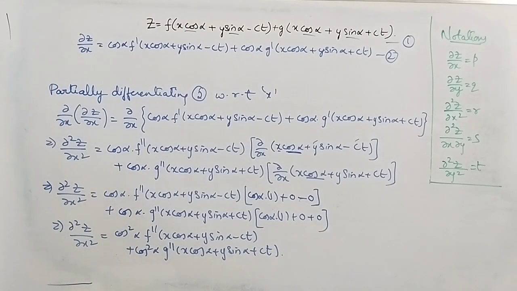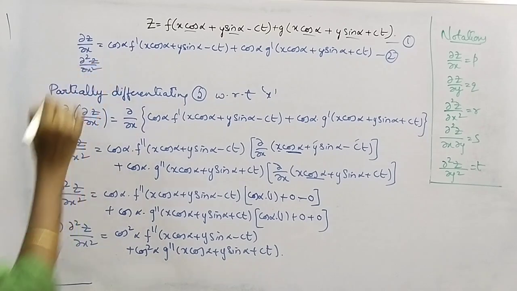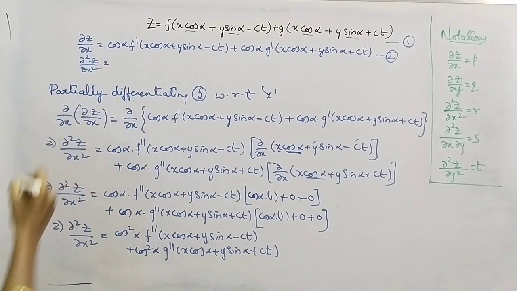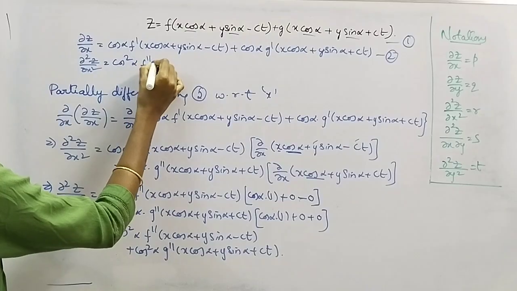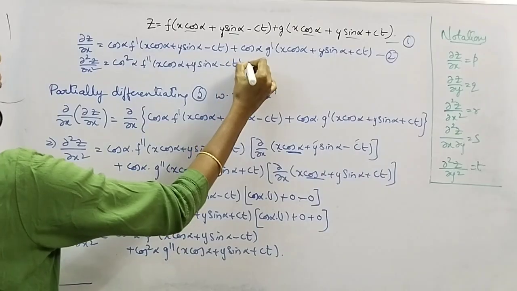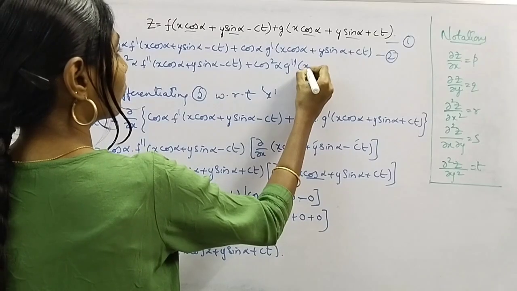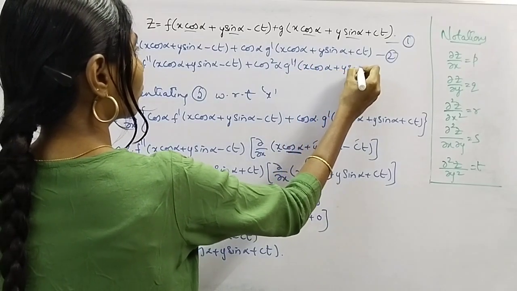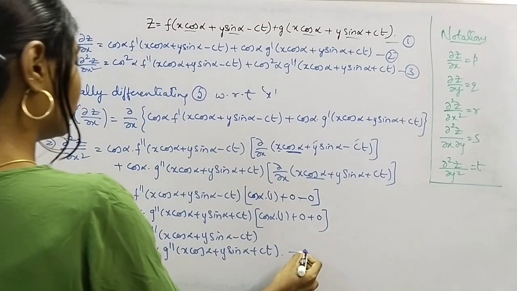Okay, so now we got the equation involving dou square z by dou x square. Here we will not use any of these notations, because we have a variable t also. We'll be finding partial differentiation. Cos square alpha f double dash plus cos square alpha g double dash. Consider this as equation number 3.